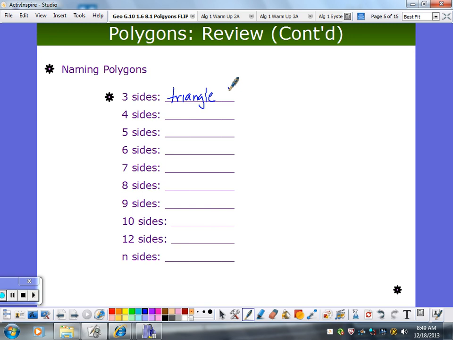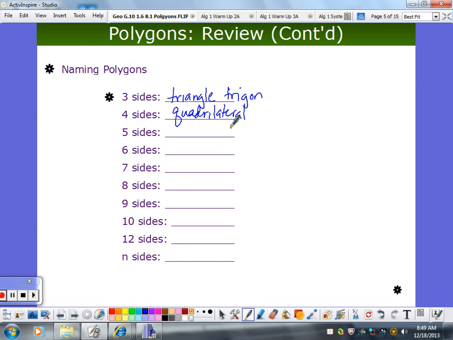Trigon. Yes. I don't know why we don't call them trigons. Four sides. What do you call that? A quadrilateral. Good. I guess we could, I don't know why we don't call that a quadron.